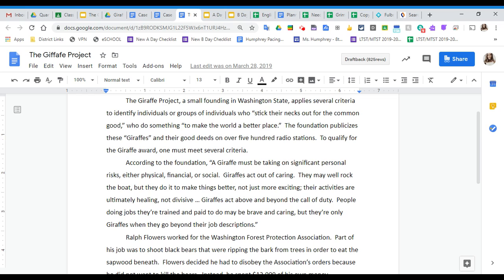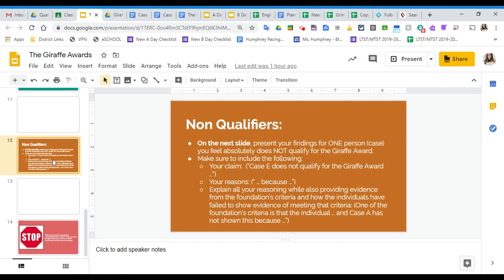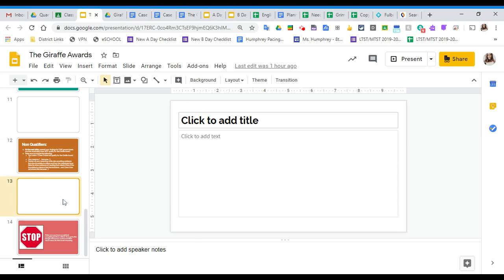Like, they seem like a nice person, but aside from that, you can give all of that evidence. You can show that these are all of the things that the foundation requires, and this person only met this one thing, or this person didn't meet any of these things, even though they're a nice person. You want to make sure that you're able to give plenty of evidence.